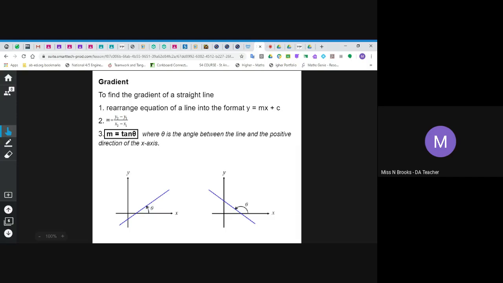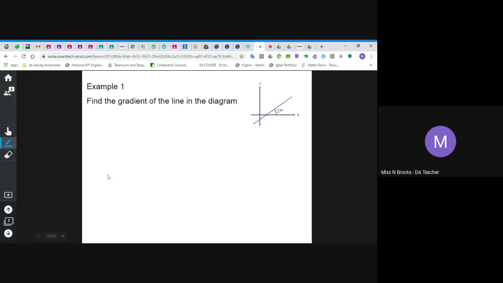And theta is the angle between the line and the positive direction of the x-axis. So it's this angle going up to the line. So you can see we've got a positive gradient and we've got a negative gradient. And that makes sense because if we think about our CAST diagram, tan is positive in this quadrant where it's an acute angle, and tan is negative when it's in the second quadrant for an obtuse angle.